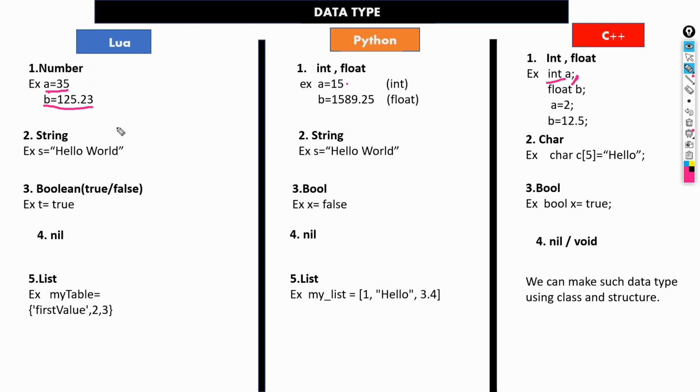Okay, now let's talk about the string. In Python, we just use the characters in quotes and define it like this, and in C++ we use a semicolon. In Python we just directly give the string and you can use it. The same is in Lua. You can see Lua matches Python much more, but there are also some differences. We will talk about them later.